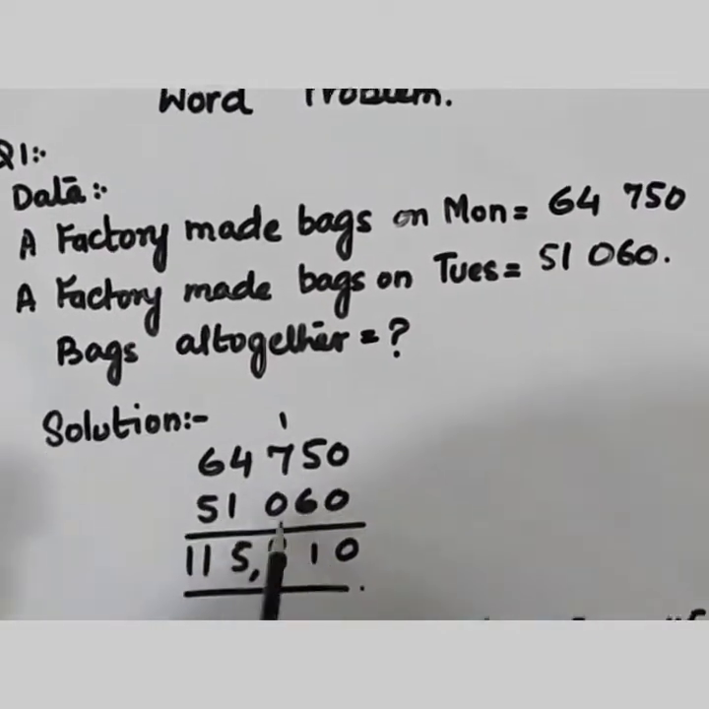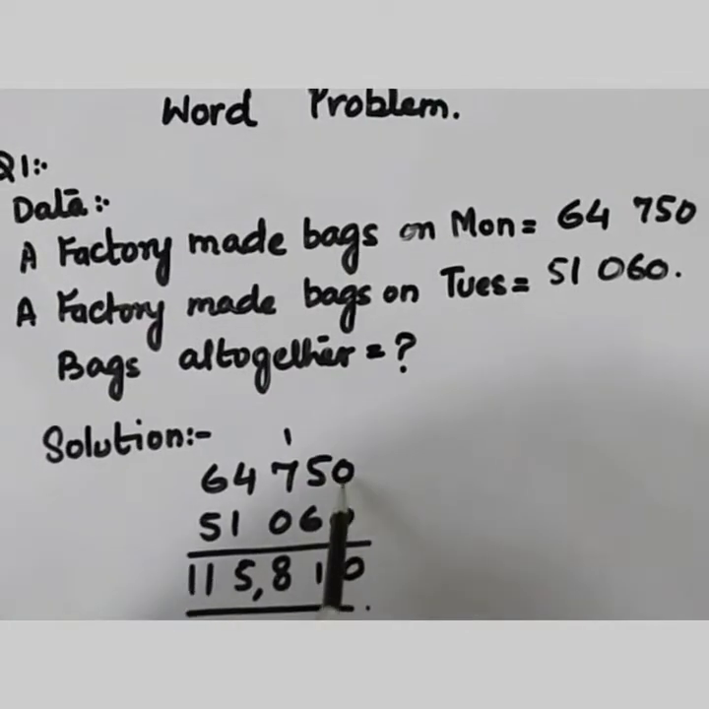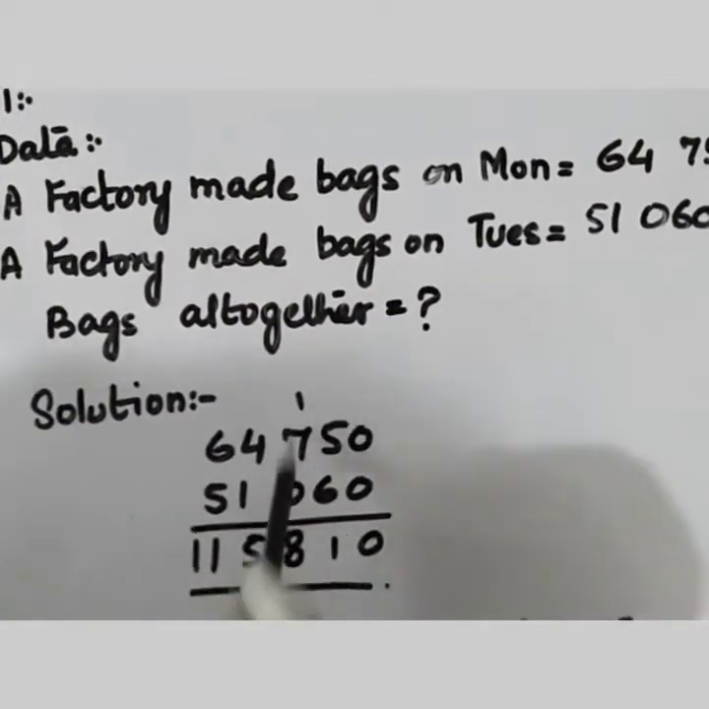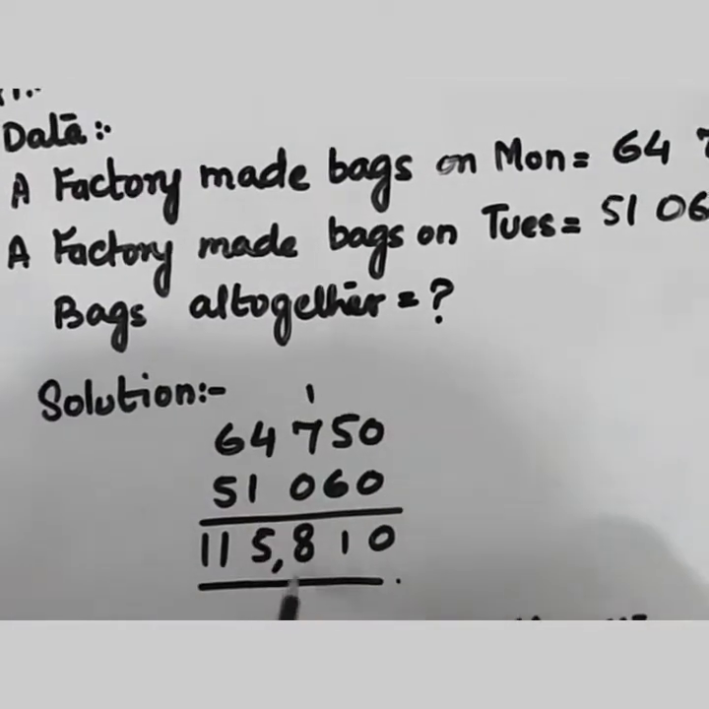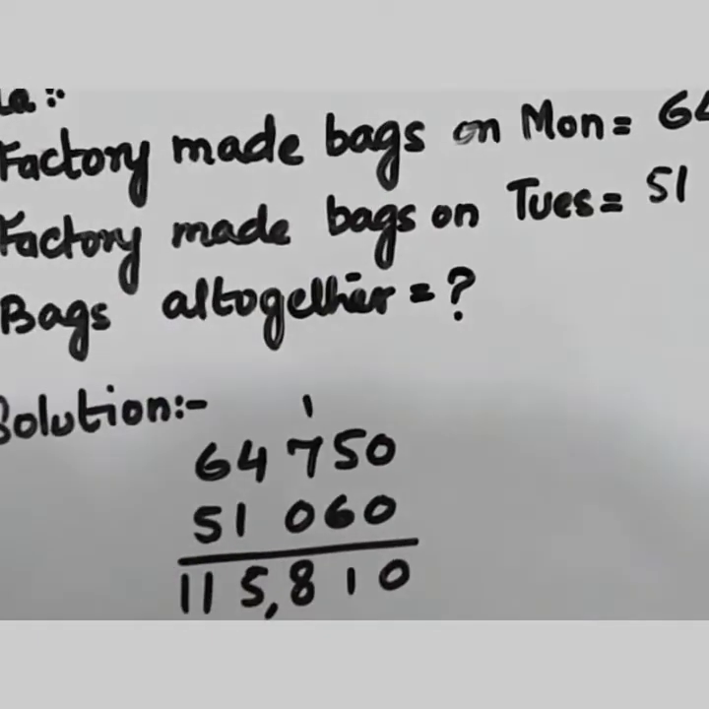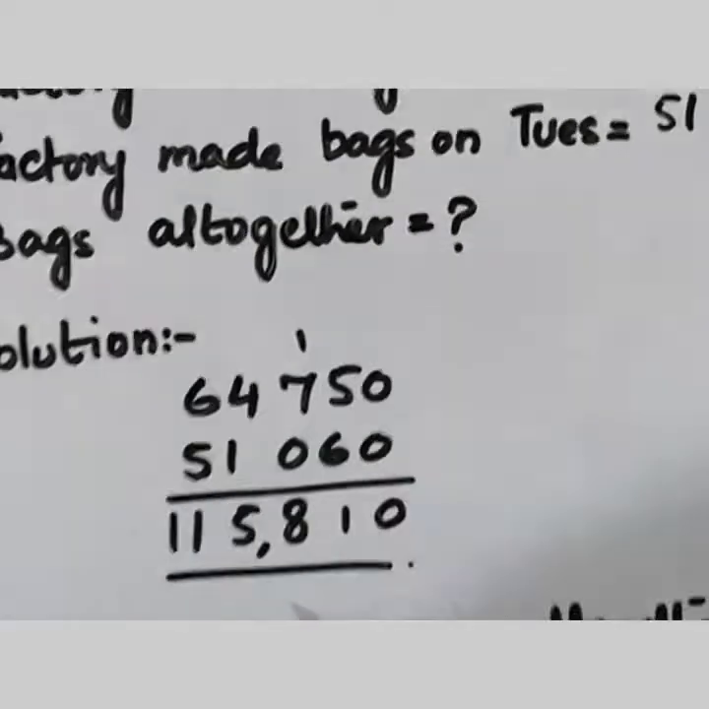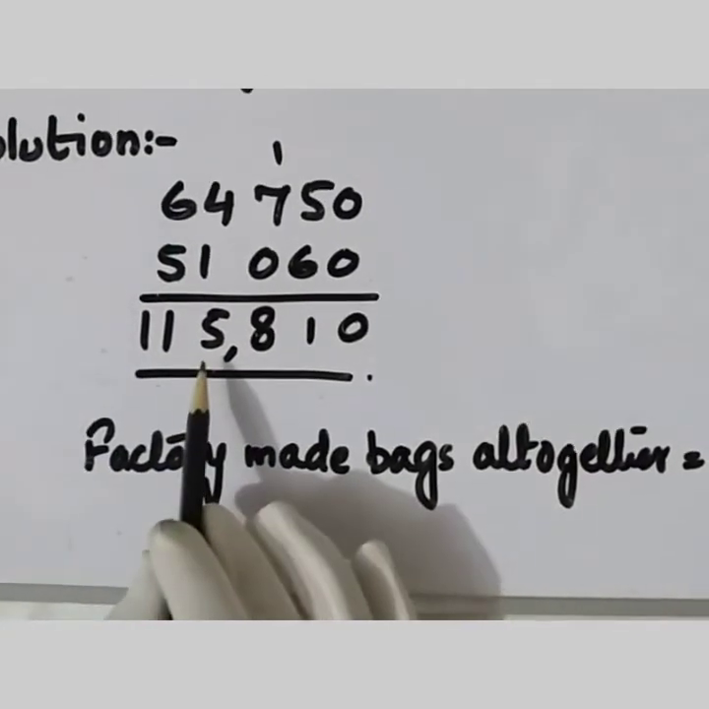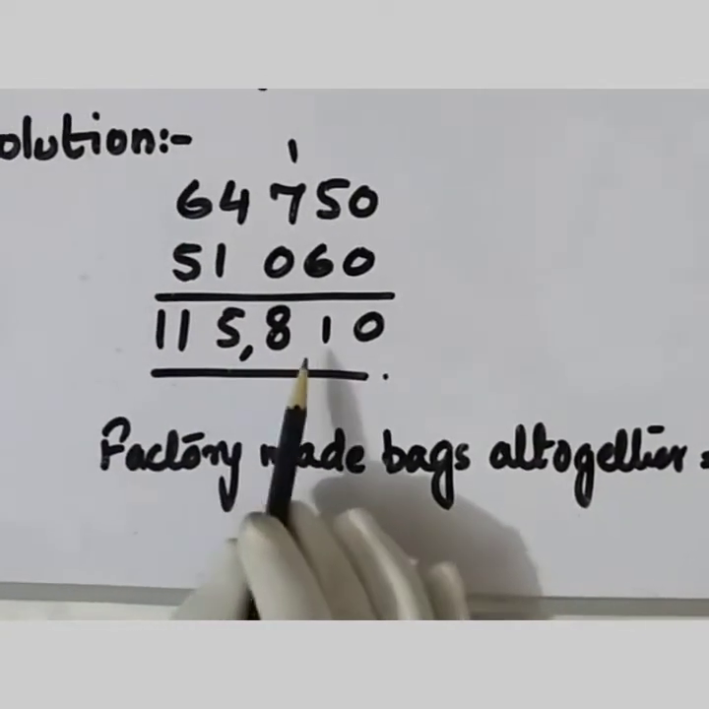64,750 and 51,060. By adding these numbers: 0 plus 0, 0; 5 and 6, 11; 7 and 1, 8; 5 and 1, 6; 4 and 6, 10; and 5 is 11. The answer is 115,810.